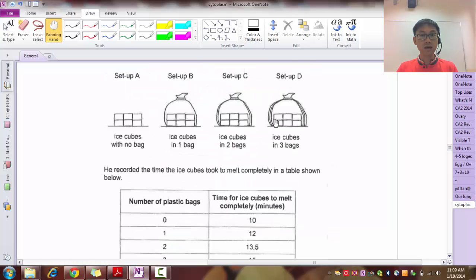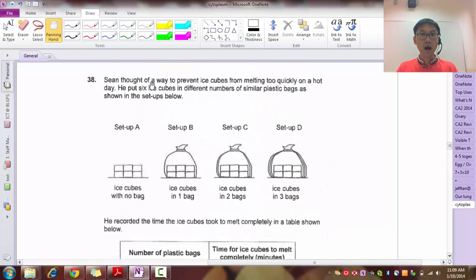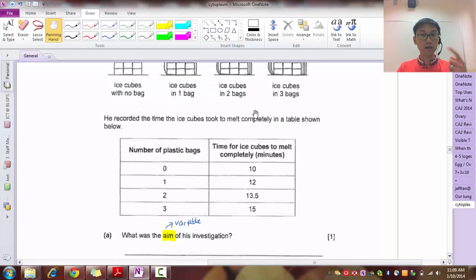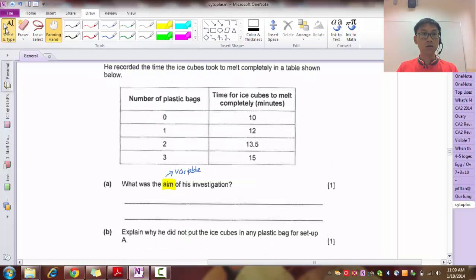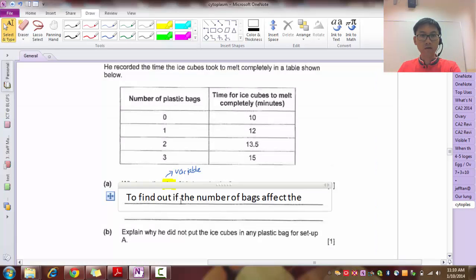So what's the aim? He wants to prevent ice cubes from melting too quickly, and he is using the number of bags. So the aim of this experiment is to find out if the number of bags affects the what? What is he measuring? You see, the aim always has what variable is changing and what he is measuring, because the measurements, the results, will give me the conclusion for my aim.